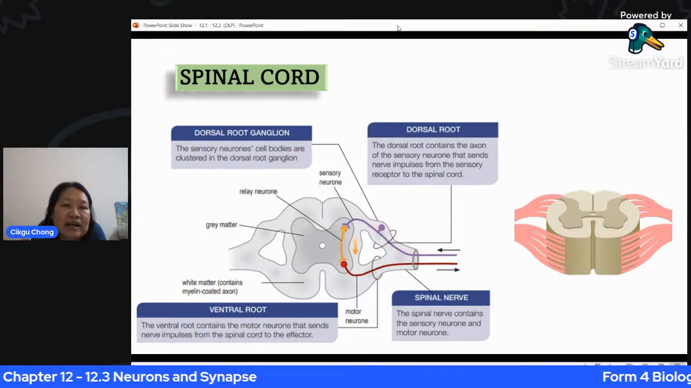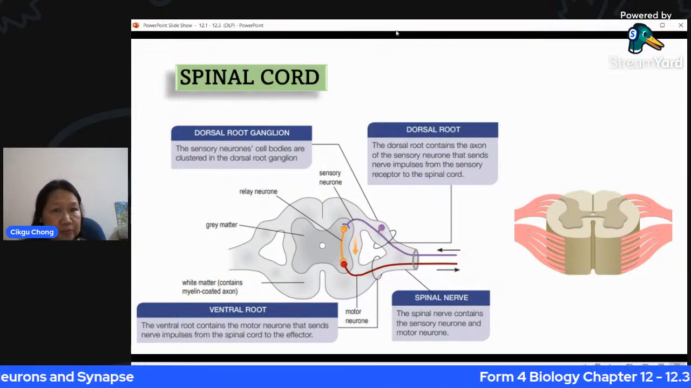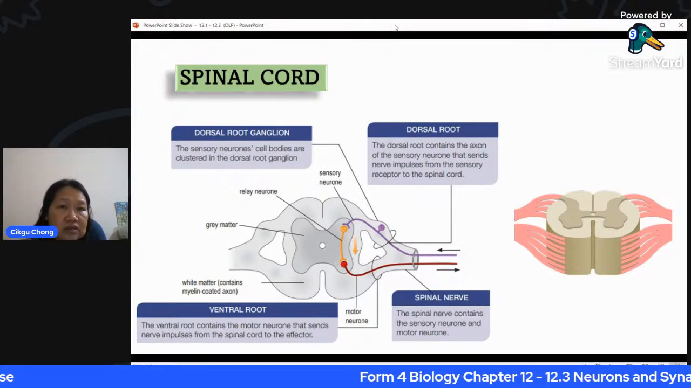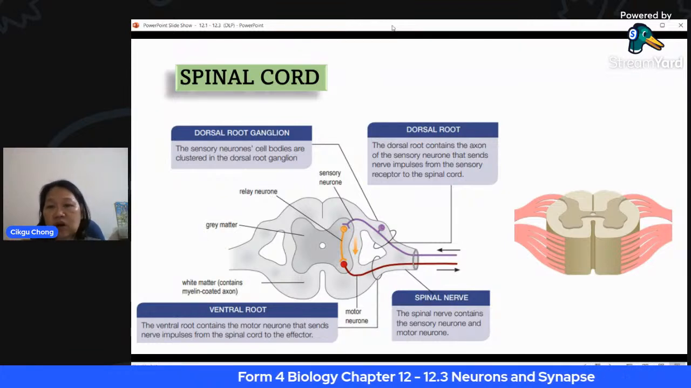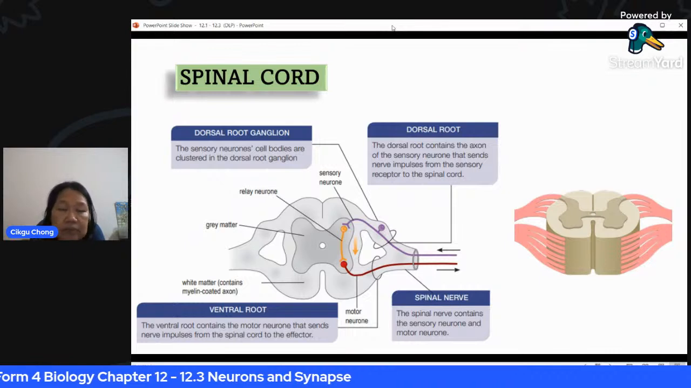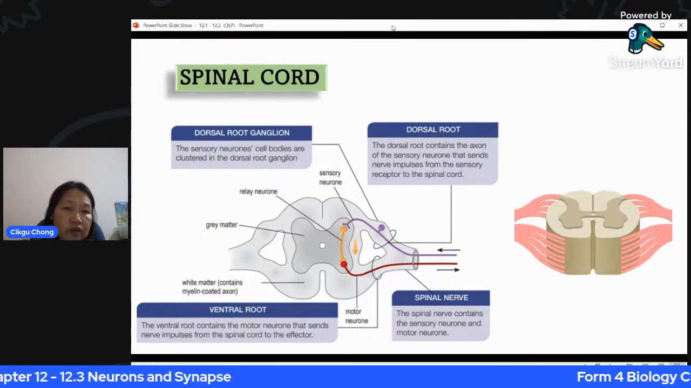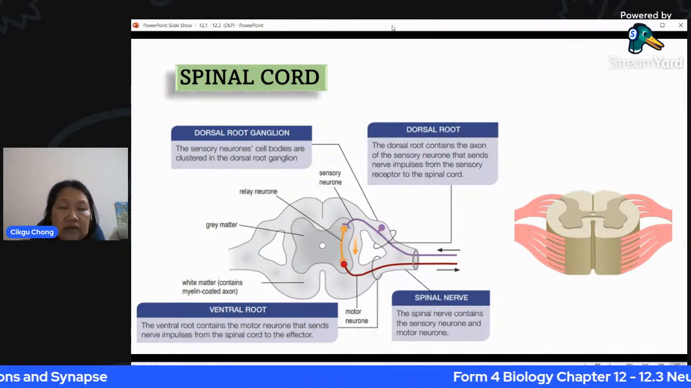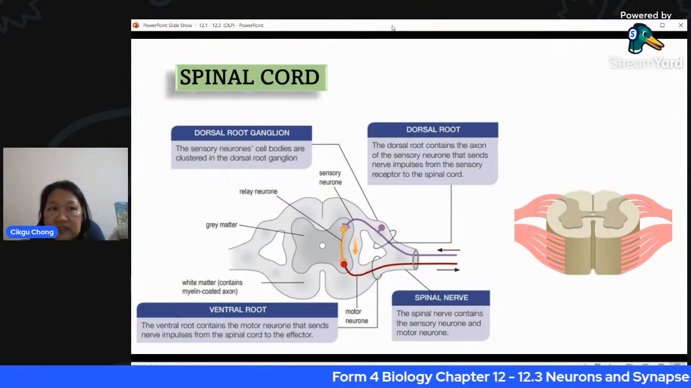Okay, so just a revision for those who have done this in chapter 4. Now, let's carry on with the spinal cord. Remember I showed this diagram in my previous lesson last week. If you've forgotten about it, you can go to my channel and find last week's lesson.